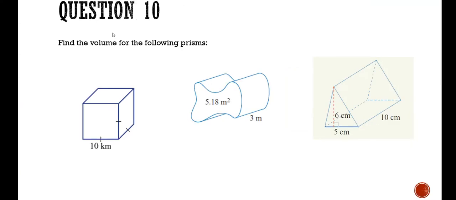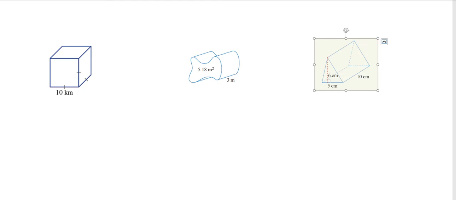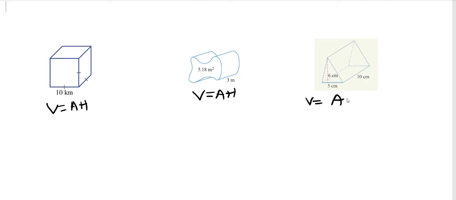Okay, question 10 says find the volume of the following solids. I just changed prisms to solids because we know a prism has to have straight sides, and this one here is not a prism, but we can see they all have cross sections. So have a go first. So remember, with each of these, because they all have a cross section, volume is equal to area of the cross section times the height. So they all have the same main formula, and now the area depends on the shape we have.